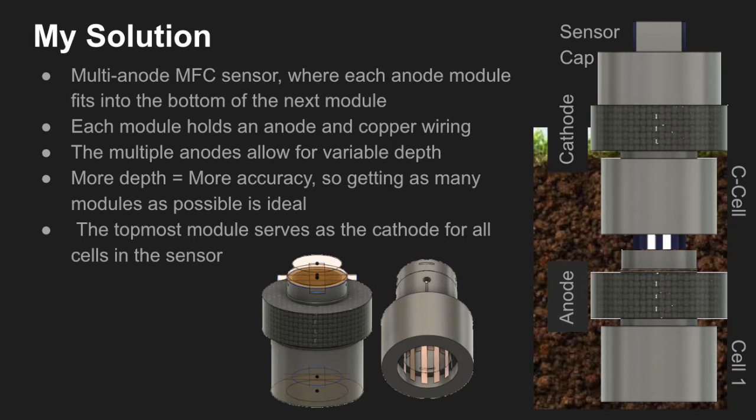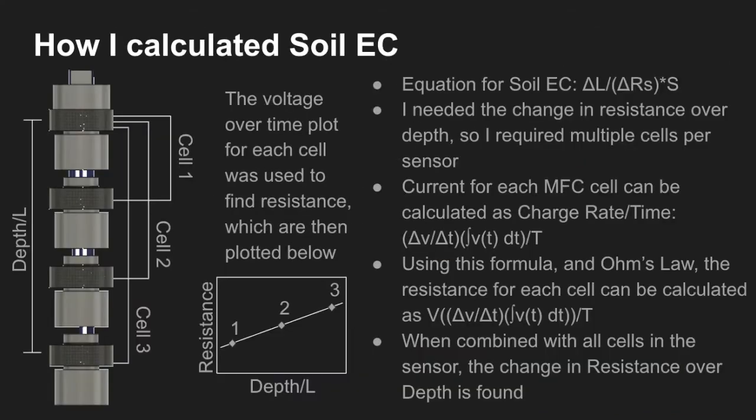Each additional module also adds another anode to the sensor, allowing one of my sensors to hold multiple microbial fuel cells, which allows me to get different voltage readings at different depths into the soil. This means that for each cell in my sensor, I get an independent voltage over time chart at that specific depth, which I then use to calculate the soil EC. The equation for soil EC is the change in the length or the depth of the sample over the change in resistance multiplied by the cross-sectional area.